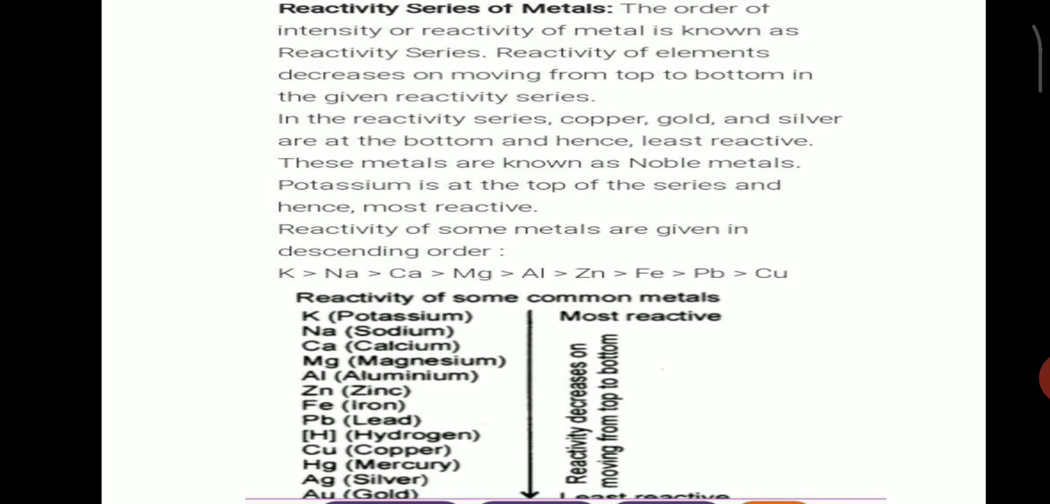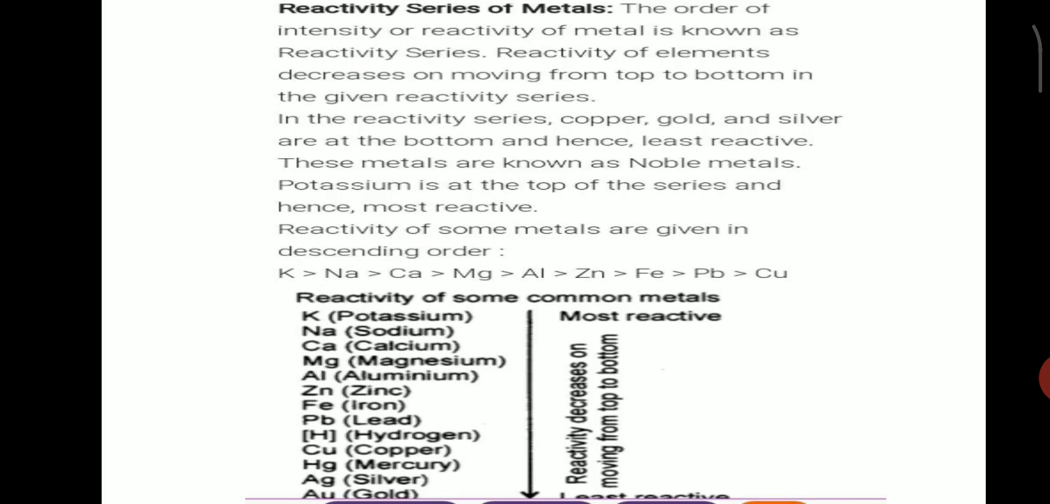They are less reactive than the other metals. So sodium reacts even with cold water, but magnesium, zinc, etc. react only with hot water. That means they are less reactive than potassium and sodium. And some other metals are there: copper, mercury, silver, etc. They are unreactive to these substances. Copper and silver do not react with steam, so they are unreactive metals.